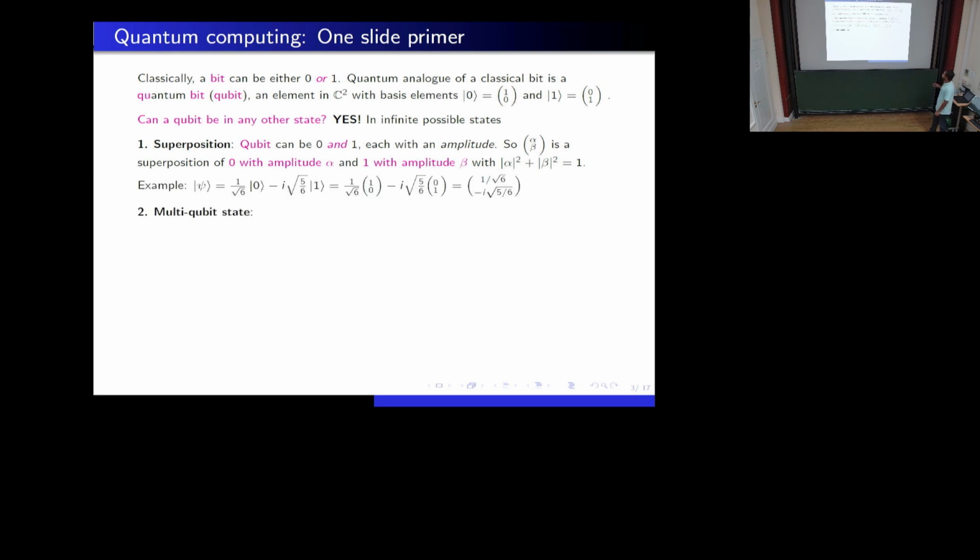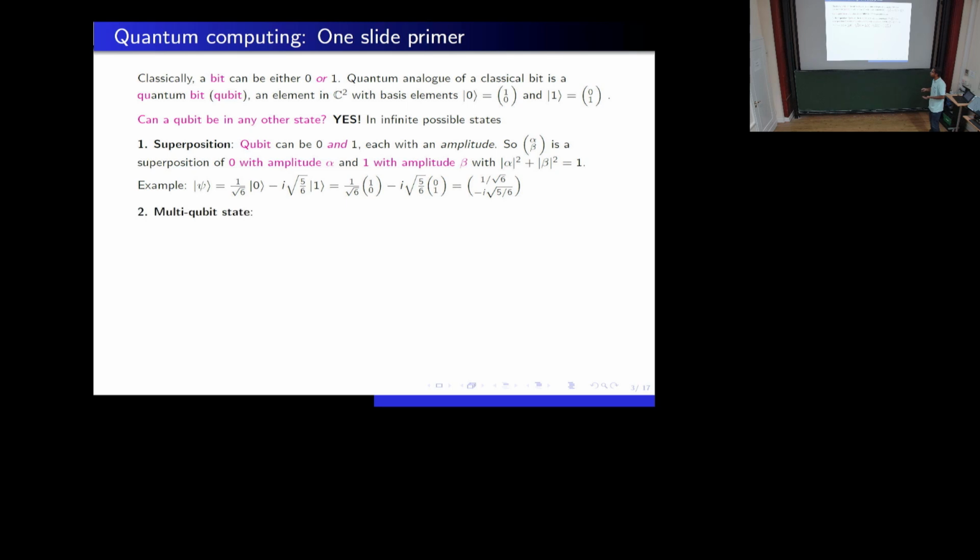Let's just look at an example maybe. So maybe this is a quantum state because 1/6 plus 5/6 is 1. So it's a valid quantum state. And you can always decompose it in terms of ket 0, that's the computational basis, times this amplitude 1 over root 6, plus ket 1 times this amplitude i times square root of 5 over 6. So this is a valid qubit. So this is what I mean by superposition. Whereas classically it could have just been 0 or 1.